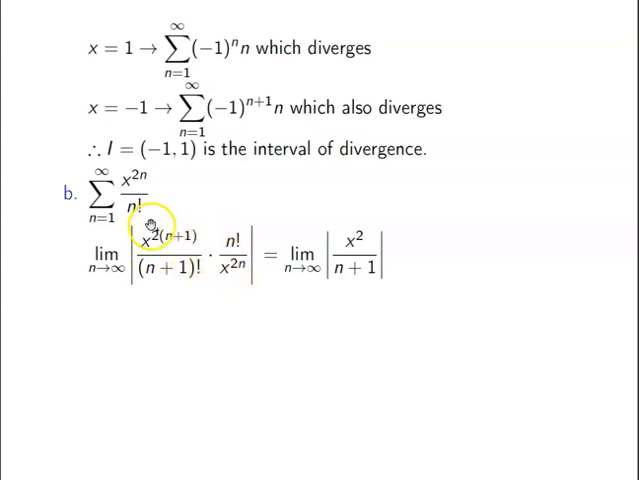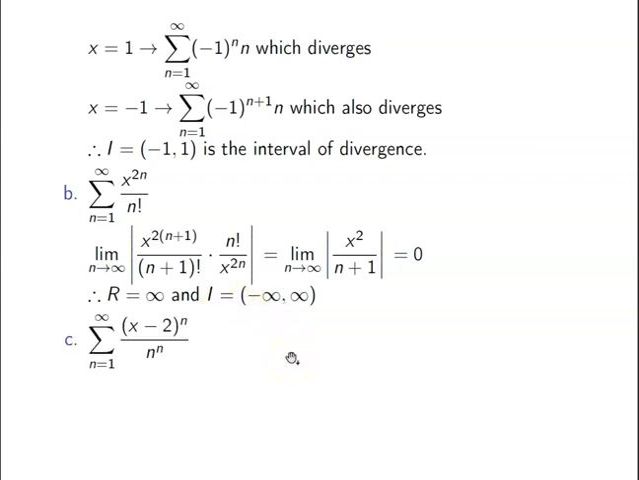So this is really 2n plus 2, okay? And so the x to the 2n with the other x to the 2n cancels, and I'm left with an x squared, okay? The n factorial and this factorial cancel, and I'm left with the n plus 1. Here, the denominator is going to go to infinity, right? So this is going to go to 0, which means that the radius of convergence is infinity. It converges everywhere, right? The radius is infinity, and my interval is negative infinity to infinity.